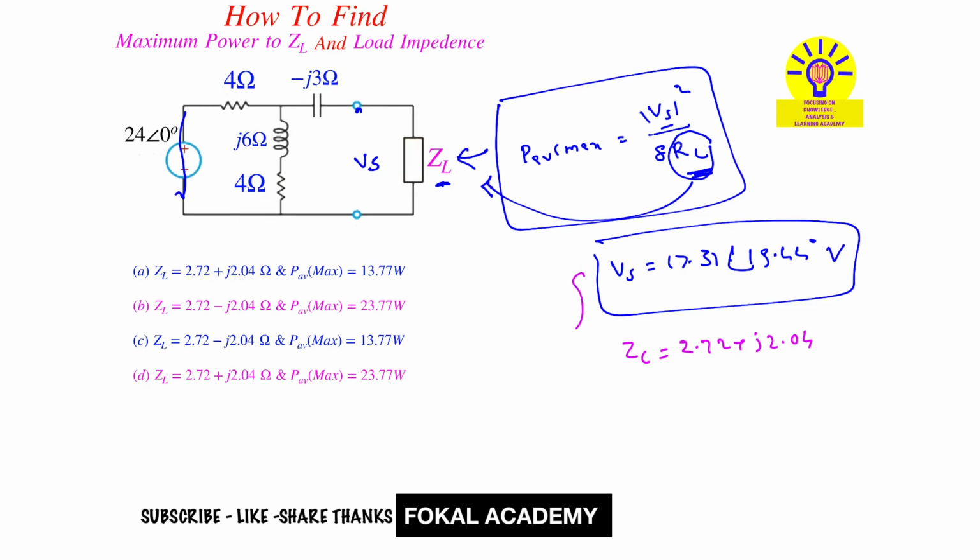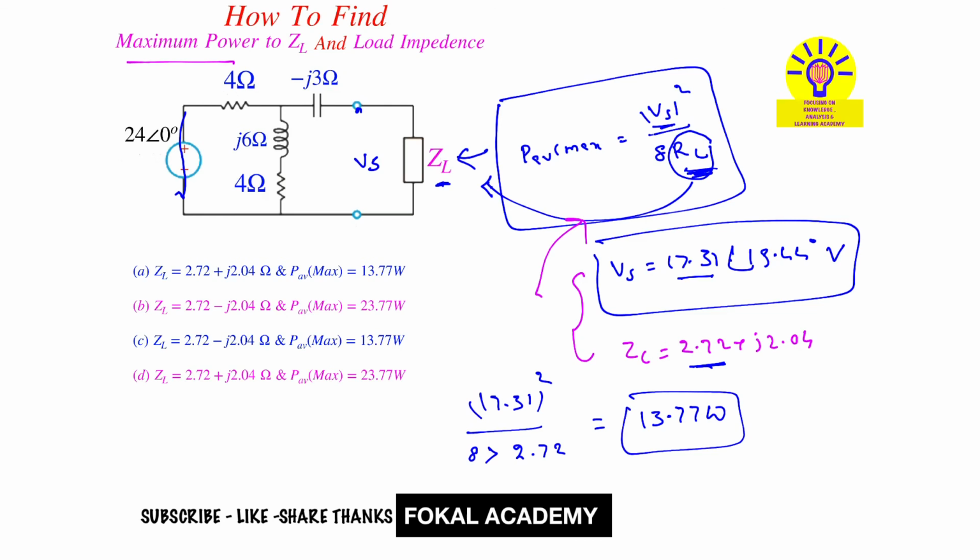Now substitute these two values in this equation, then we get the maximum power. Here we want the magnitude. So the magnitude is 17.31, so 17.31 squared divided by 8 into RL, where RL means the real part, that is 2.72. By simplifying this, we get 13.77 watts. So 13.77 watts is there, and ZL of 2.72 plus j2.04 means option A is the correct option for the given problem. And this is the process of simplification for getting the solution.